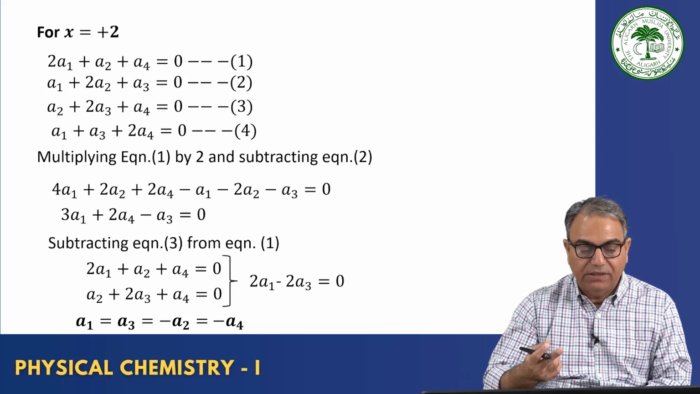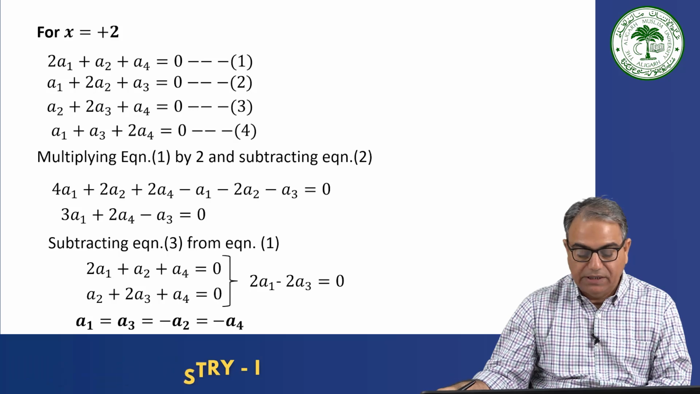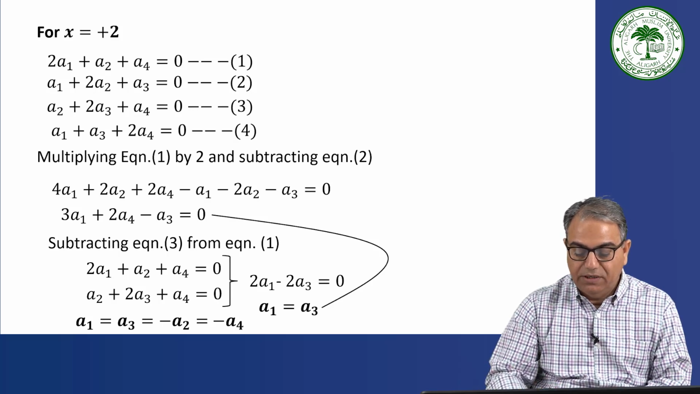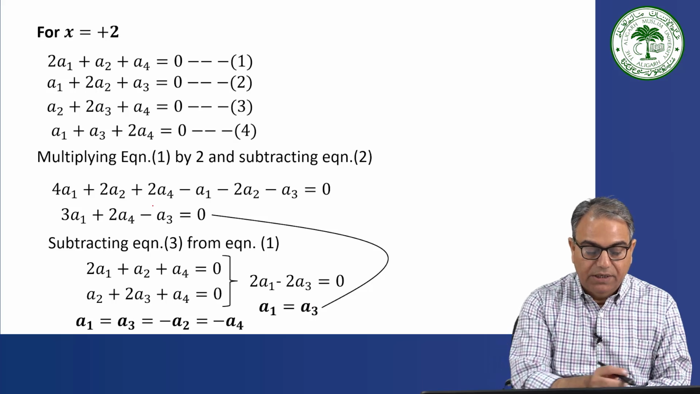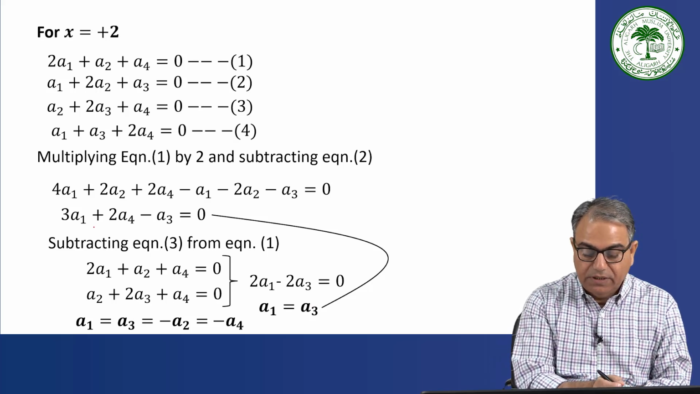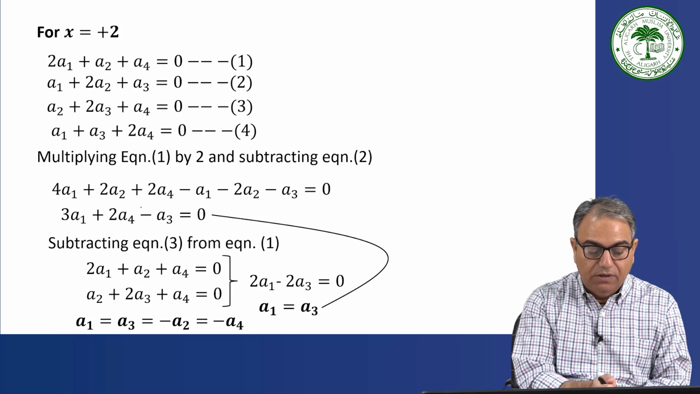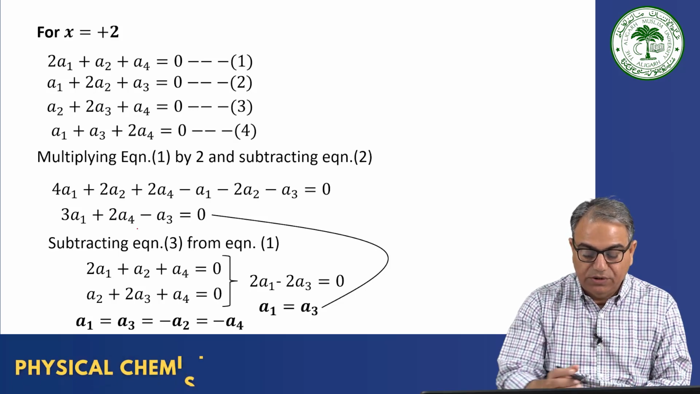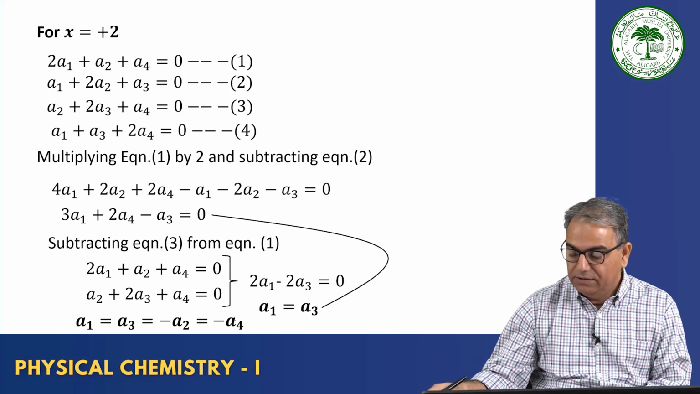put the value further in the simultaneous equation, you will see that it will be minus a2 plus minus a4. Okay, a1 is equal to a3 you get from here. 2a1 minus 2a3, if you put this value here, what do you get? a1 and a3 are same. Okay, so a1 and a3 are same, it will be 2a1 plus 2a4 is equal to 0, and so it will be minus this one.